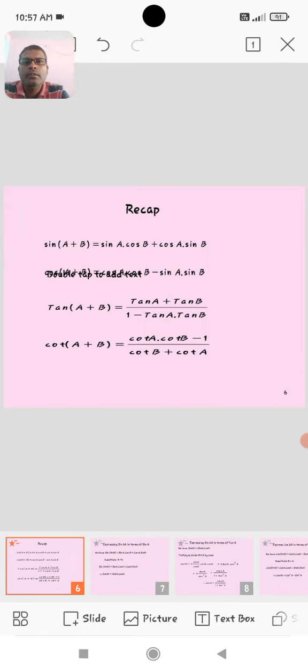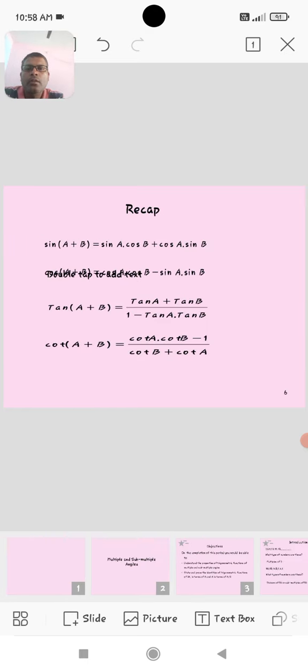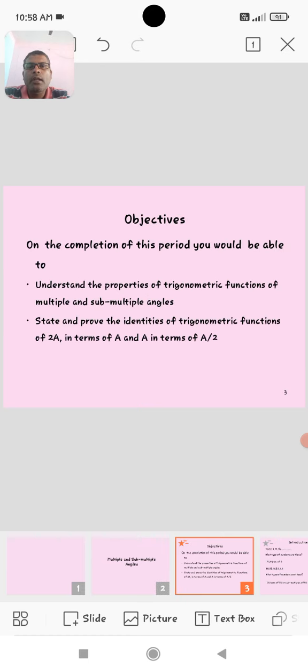Last class, we discussed the compound angles problems: how to solve the different types of problems by using the different formulas. Okay. Now we go to another topic. Next chapter, very important topics: multiple and submultiple angles. Now we start multiple and submultiple angles.